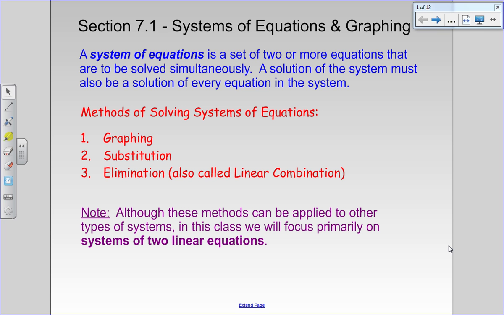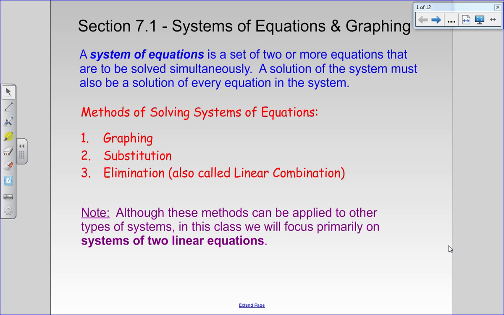Chapter 7 of your textbook covers the topic of systems of equations. A system of equations is a set of two or more equations that are to be solved simultaneously. A solution of the system must also be a solution of every equation in the system.